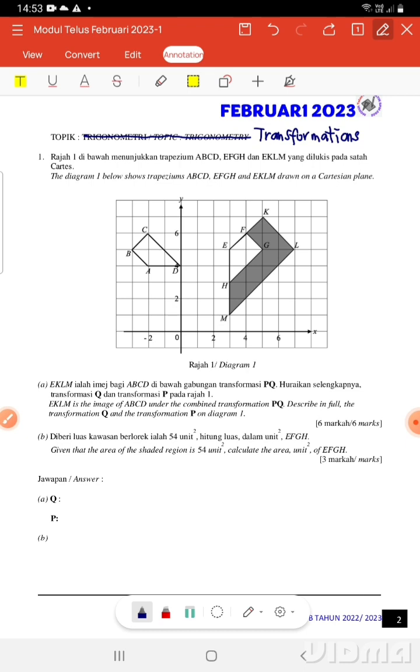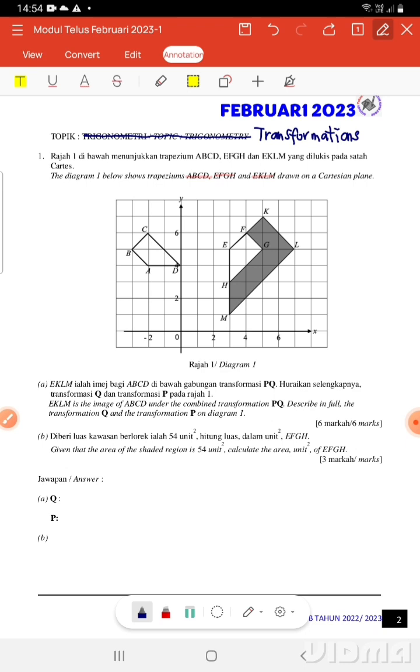Before that, if you see the mark given, the total mark is 9. 6 plus 3 is 9, so we can guess this question is in section B. Let's study the question. The diagram below shows trapezium ABCD, EFGH, and EKLM drawn on a Cartesian plane. For question A, EKLM is the image of ABCD under the combined transformation PQ.